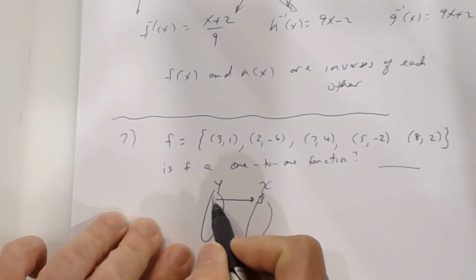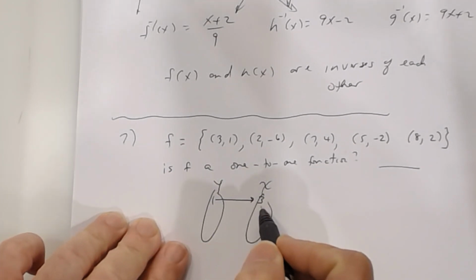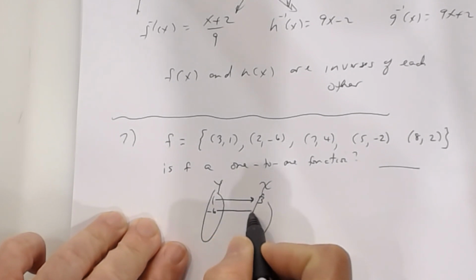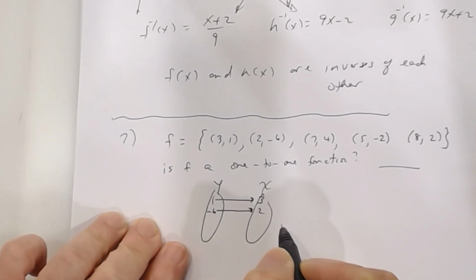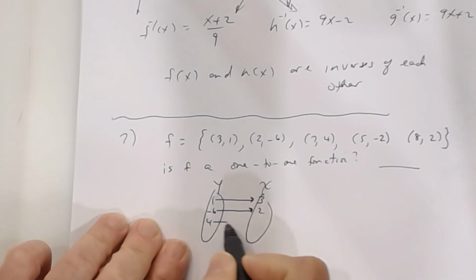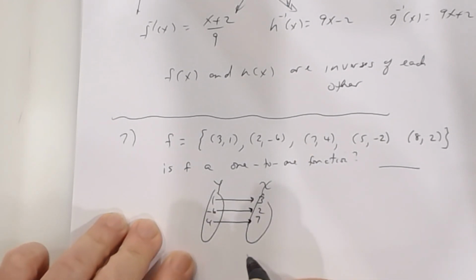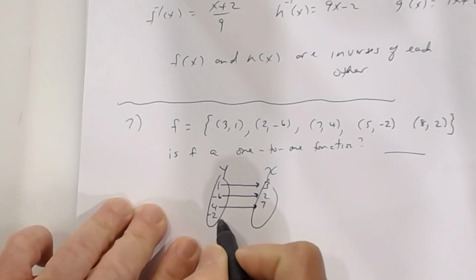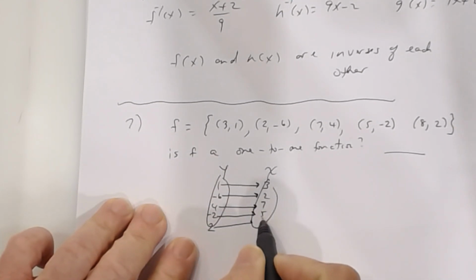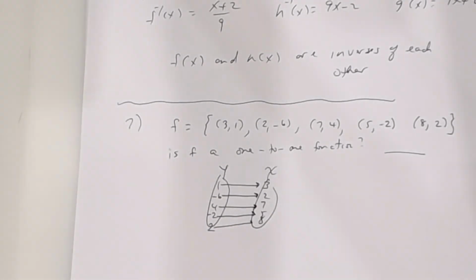For this y coordinate, there's only one x coordinate. What is it? 3. When y is negative 6, it gets mapped to 2. So far I'm good. So far it looks like it's a 1-to-1 function. If y is 4, it gets mapped to 7. If y is negative 2, it gets mapped to 5. If y is 2, it gets mapped to 8. So is f a one-to-one function? Yes.